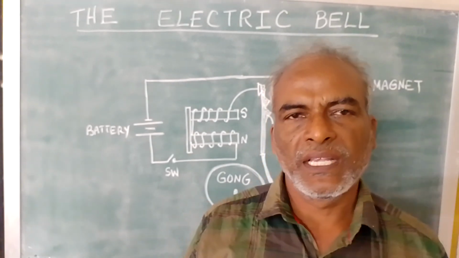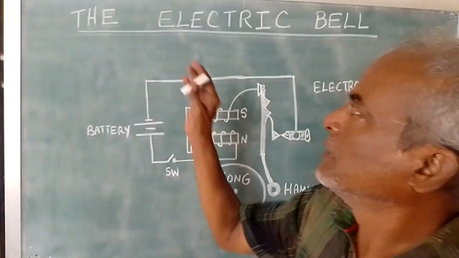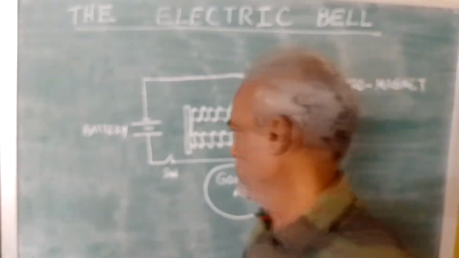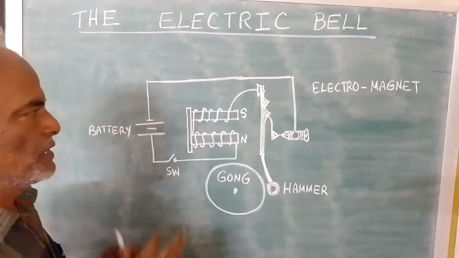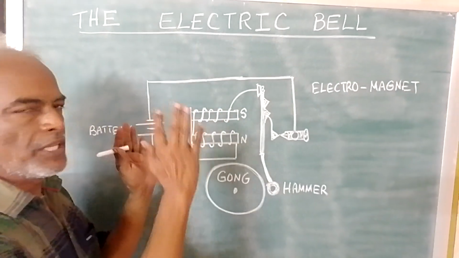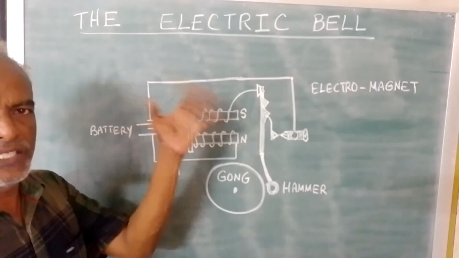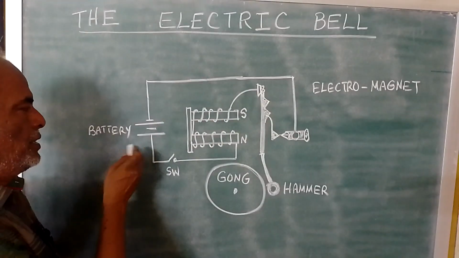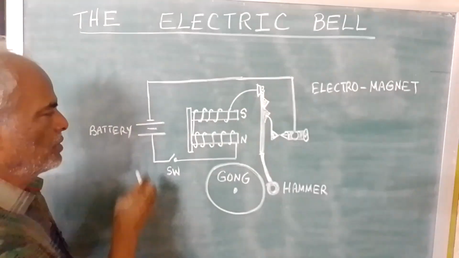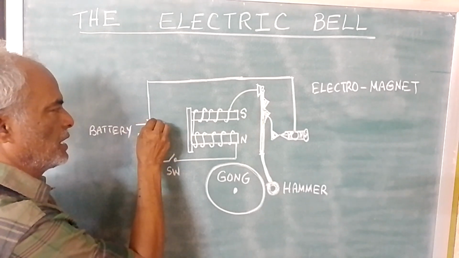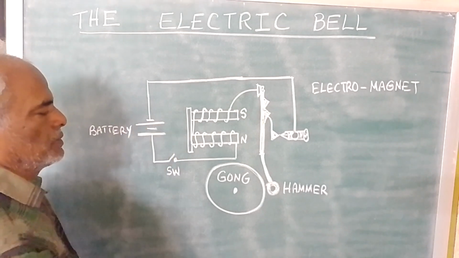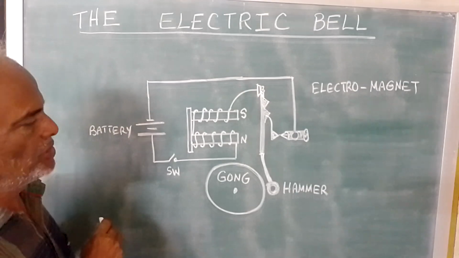So today's topic is about the electric bell. First we will see the circuit arrangement of this electric bell. Here we have a battery. This is positive, this is negative. Here we have a switch.